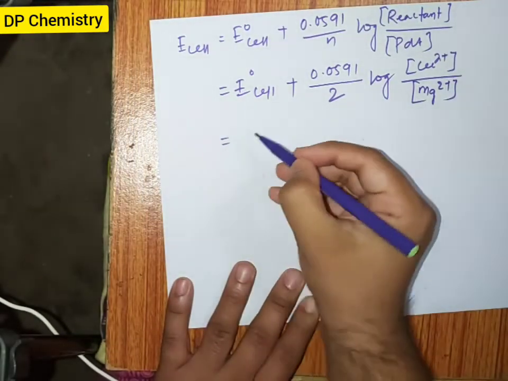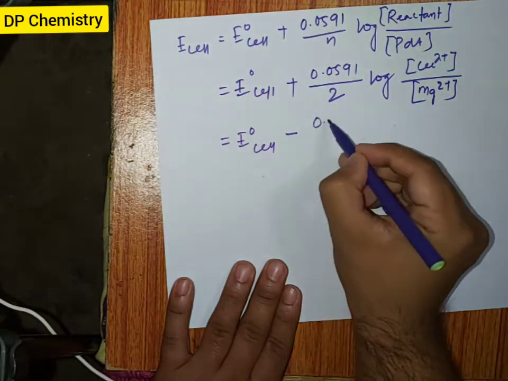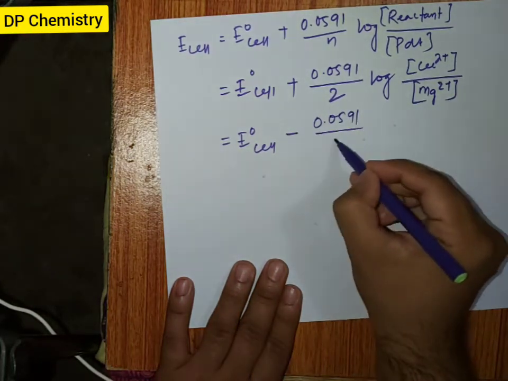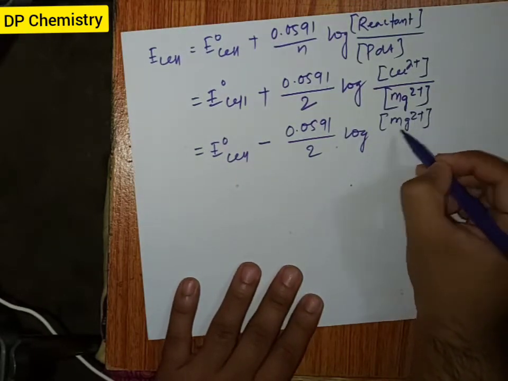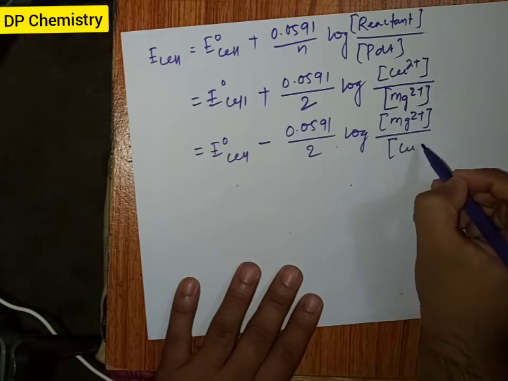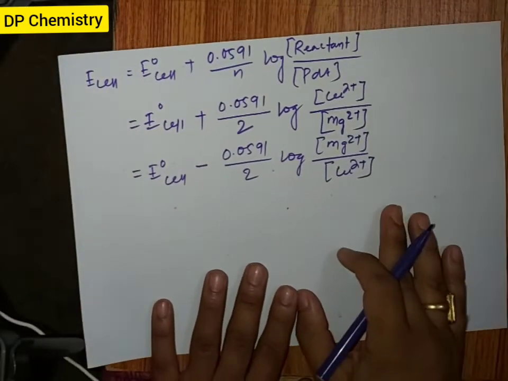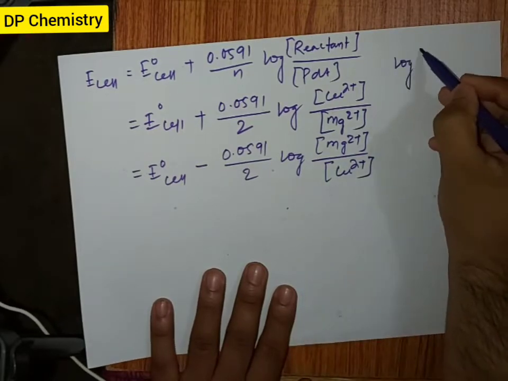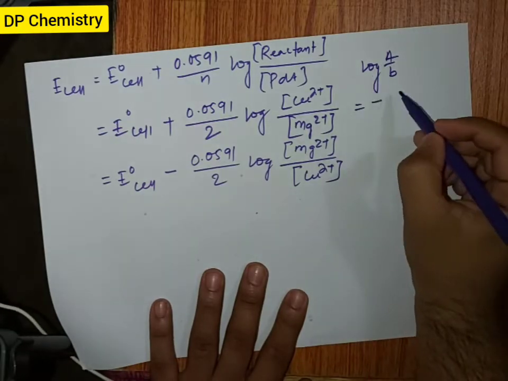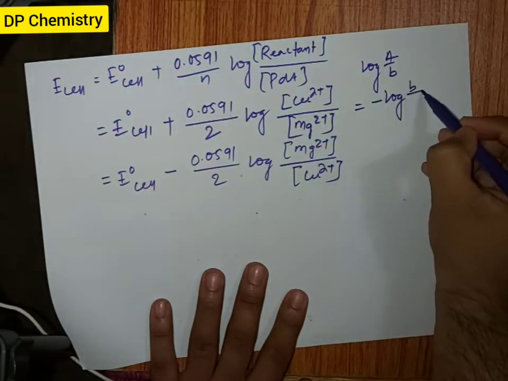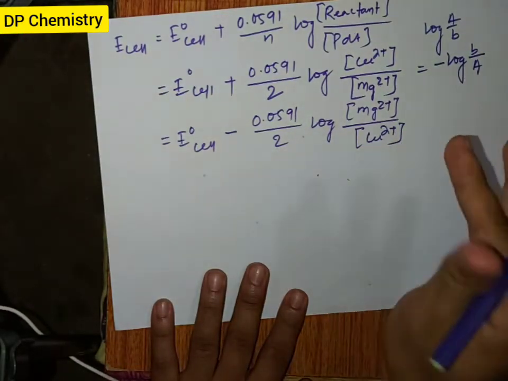Now I can write it as E naught cell minus 0.0591 by 2 log of the concentration of Mg2+ divided by the concentration of Cu2+. This is simple mathematics. This is a property of logarithms, right? When you take log a by b, if you put a negative sign before it, then you can write log b by a. Simply we have done this here.